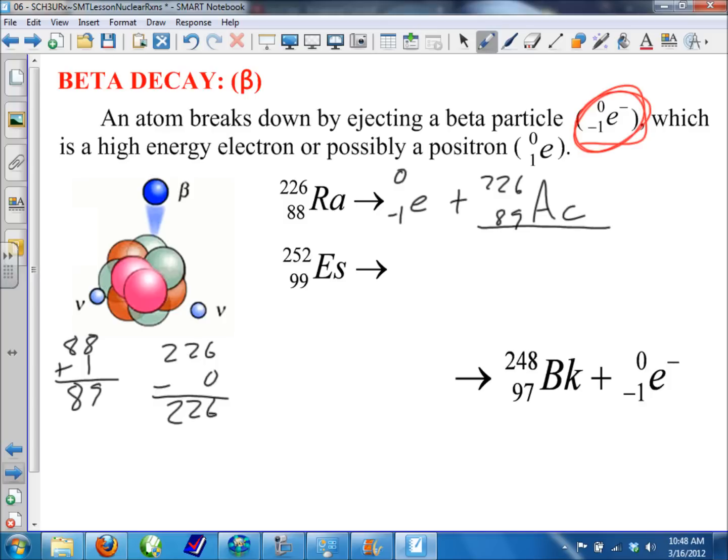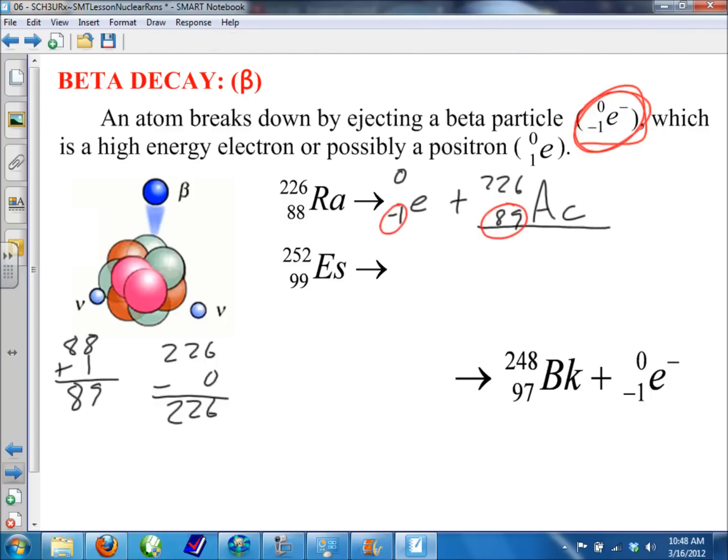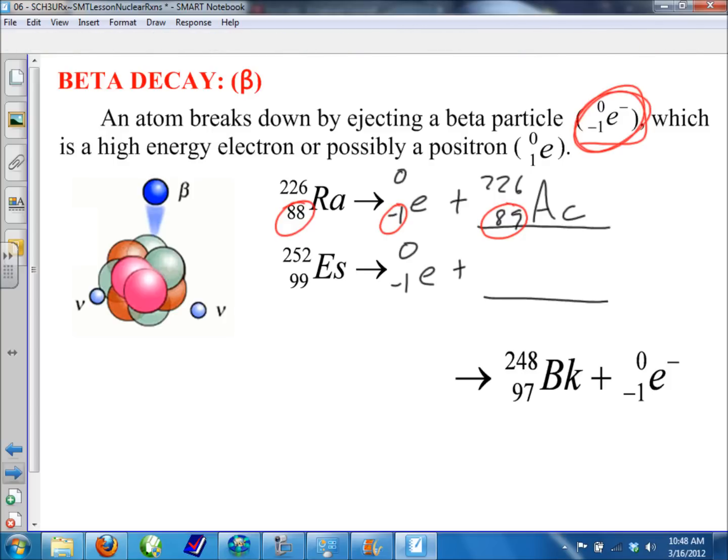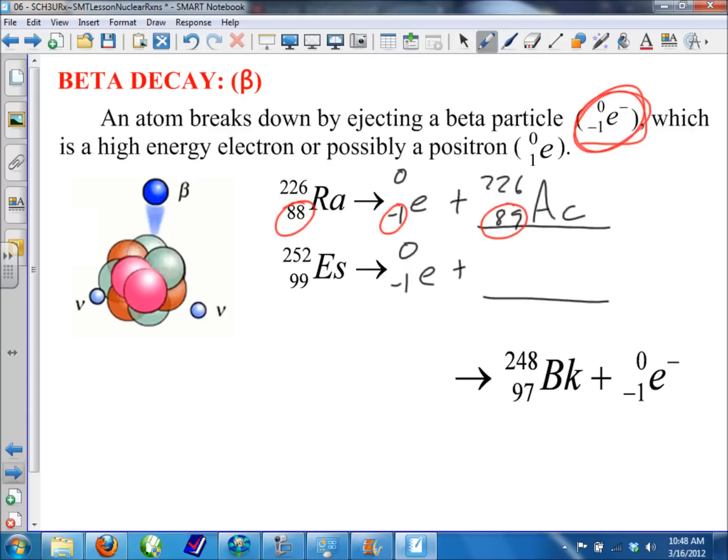And if you want to check the math, 89 plus -1 is 88. Try the next example on your own. For our second example right here, we've got einsteinium-252, atomic number 99. It is going to eject a beta particle. We're going to have a new item here. The math is easy enough. It's 252 as its mass. 99 plus -1, or sorry, subtract -1, that becomes 100. And if we take a look on our periodic table, the 100th element is fermium.